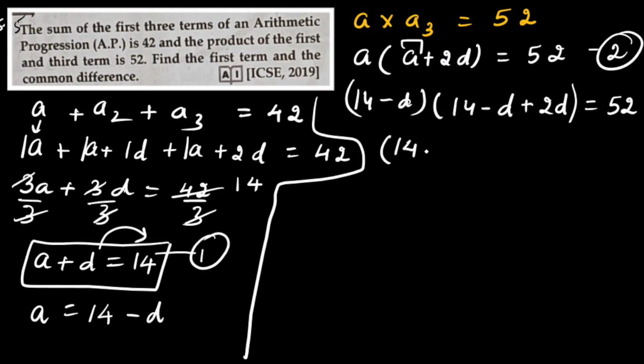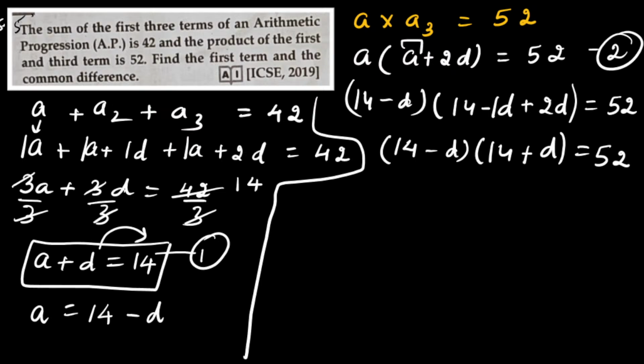Here again 14 minus D, let us write as it is. D and D are like terms. So plus 2D and minus D, it will get subtracted: 2 minus 1 is plus 1. So 14 plus D, 1D or alone D you can write. So this is equal to 52.